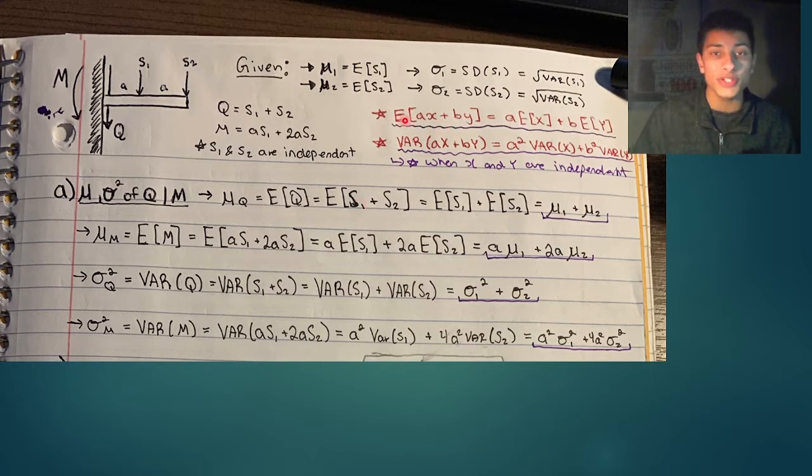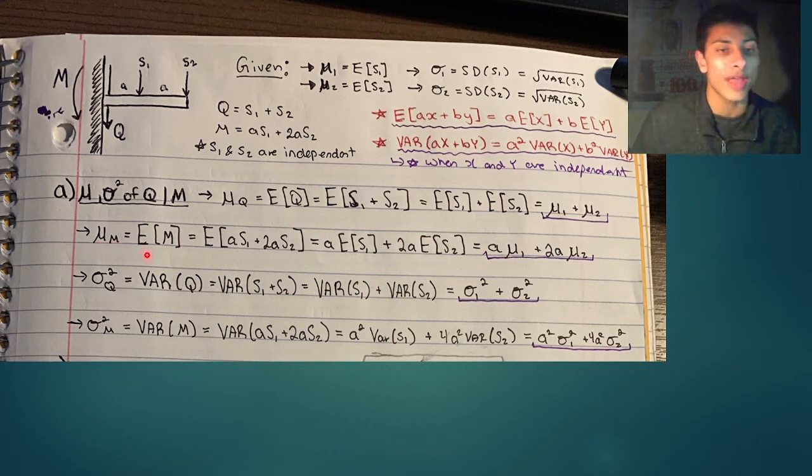So using this relationship here, we're going to find that the mean of S1 plus S2 is the same as the mean of S1 plus the mean of S2, or the expected values. So the mean of Q is just going to be mu1 plus mu2, because those are our expected values of S1 and S2 that we're given.